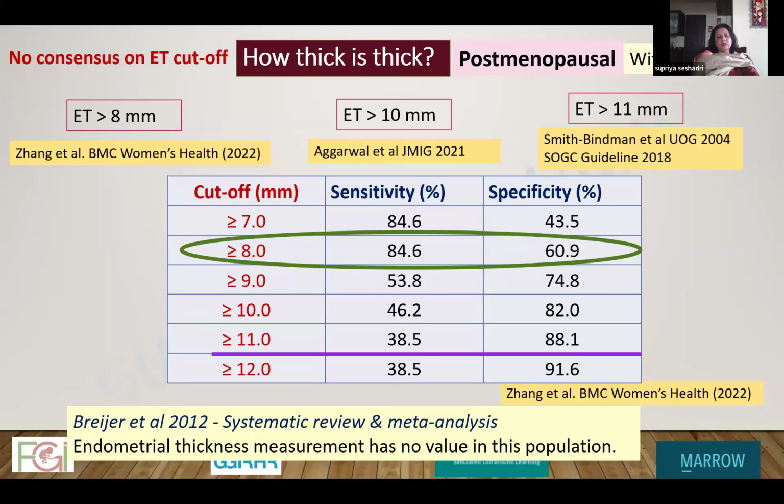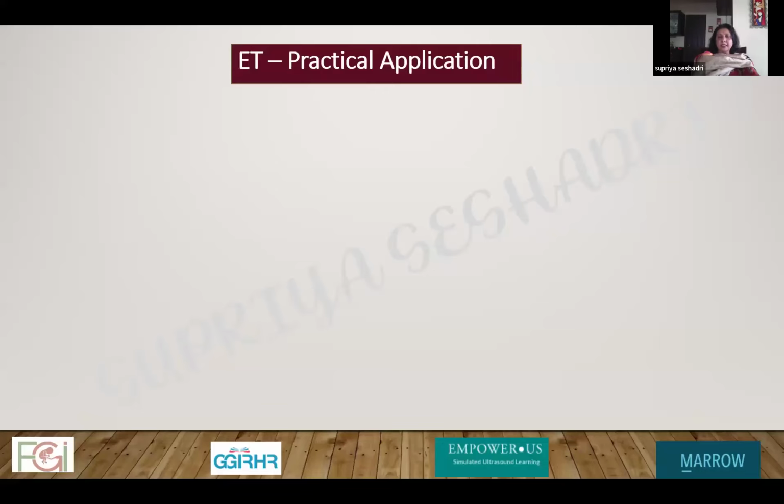Another group of authors who did a systematic review and meta-analysis opined that endometrial thickness measurement has no value in this population, that is the postmenopausal group without bleeding. So practically, I collated this algorithm and it worked for me, it works for some others, and I hope it works for you as well.